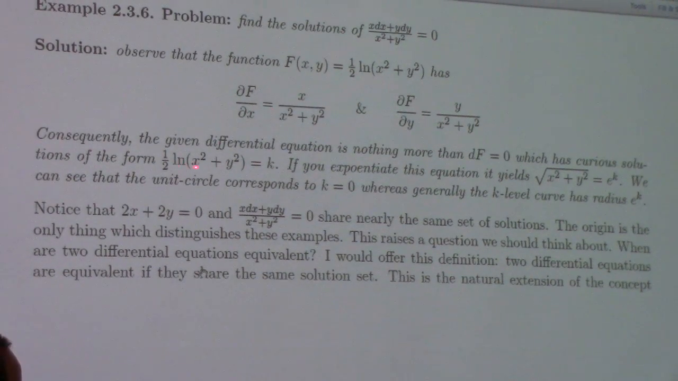this, of course, differentiates to give both of these things. So what does that mean? That means that the solution to this differential equation is given by 1/2 log of (x squared plus y squared) equals k. If you want to, you could exponentiate this, and you get something like the square root of (x squared plus y squared) equals e to the k. So it's a circle of radius e to the k. Kind of weird, right?